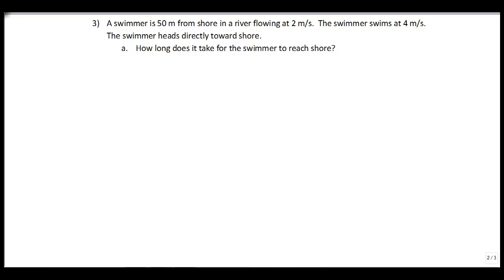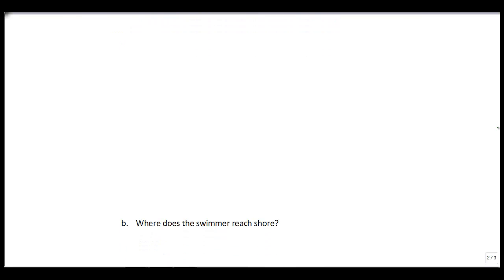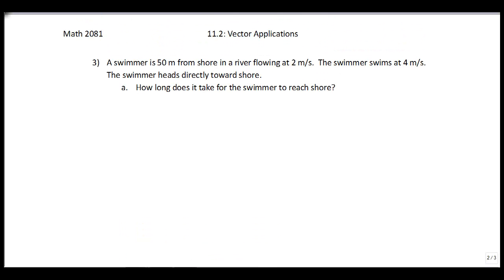Let's maybe just look at part B so we get a sense of what's coming up. B is where does the swimmer reach shore? So we'll get both of those answered here.